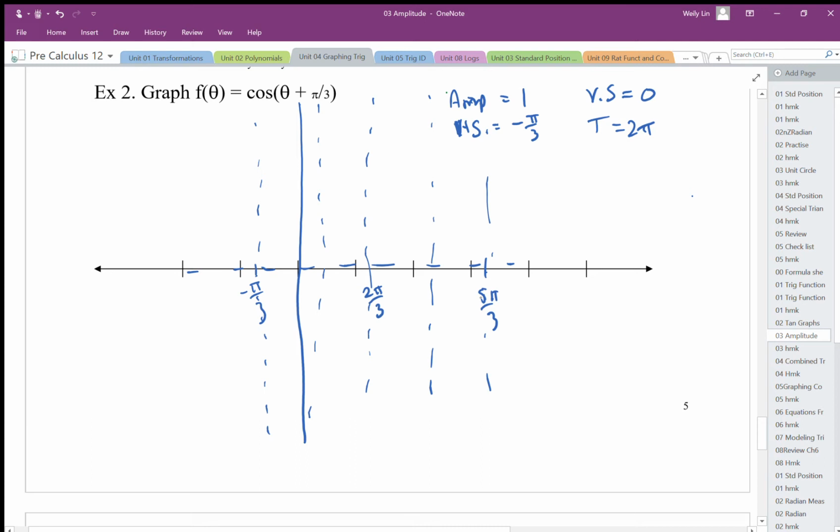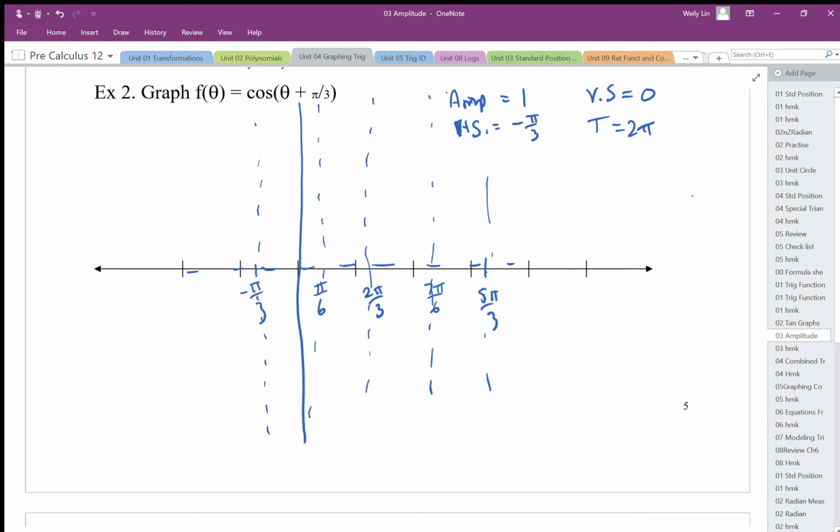2 plus 5 is 7. Divide by 2, I'm going to end up with 7 pi over 6. Here, -1 plus 2 is 1. Divide by 2 is going to be 1 pi over 6. Okay, so those are my quadrant boundaries.